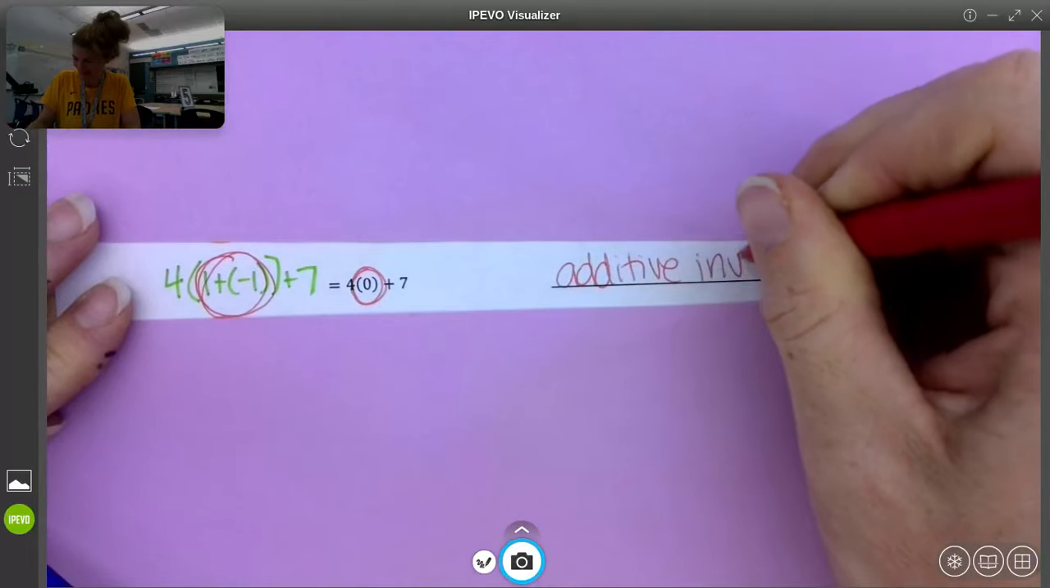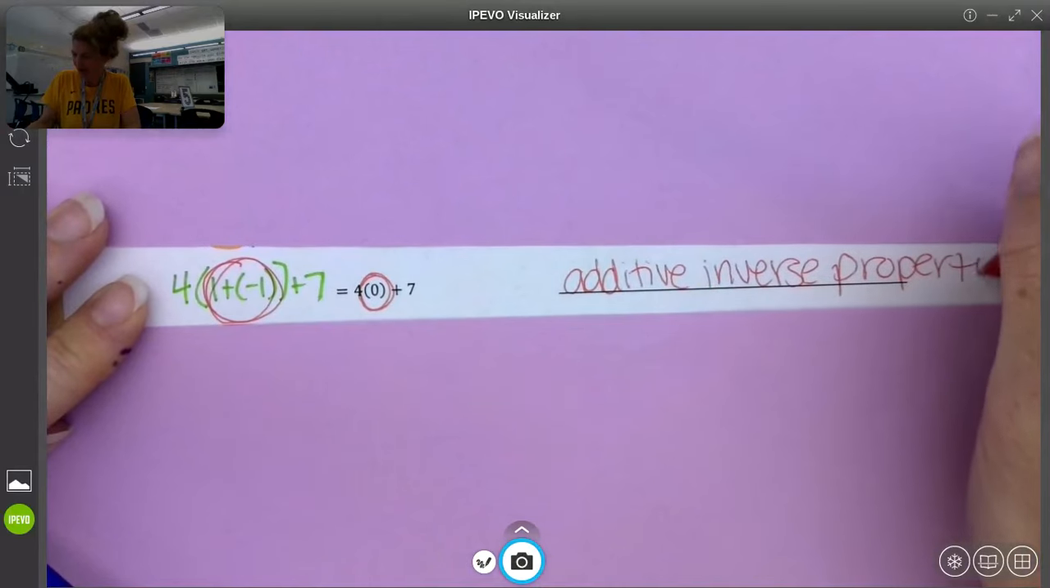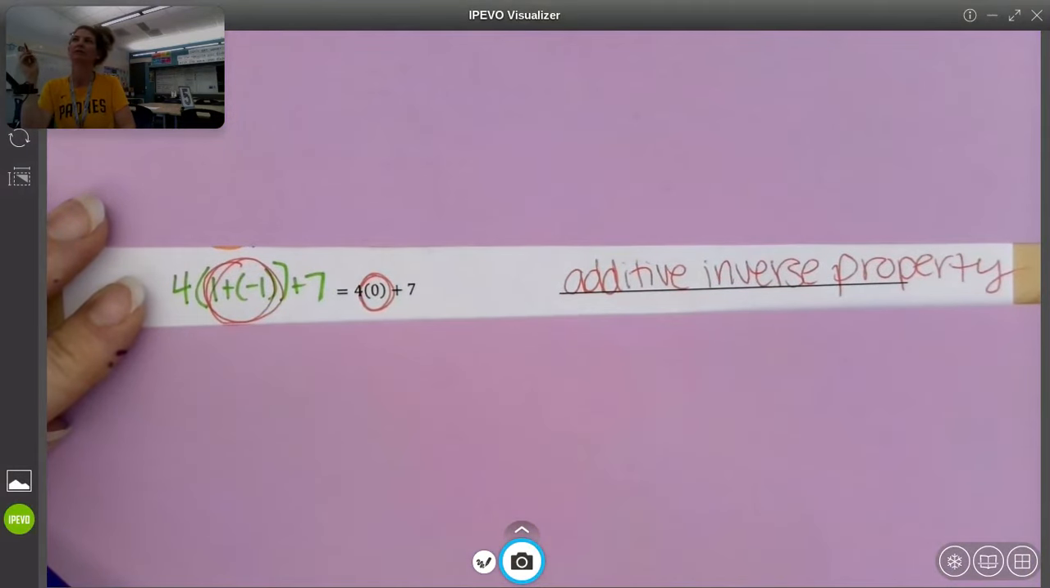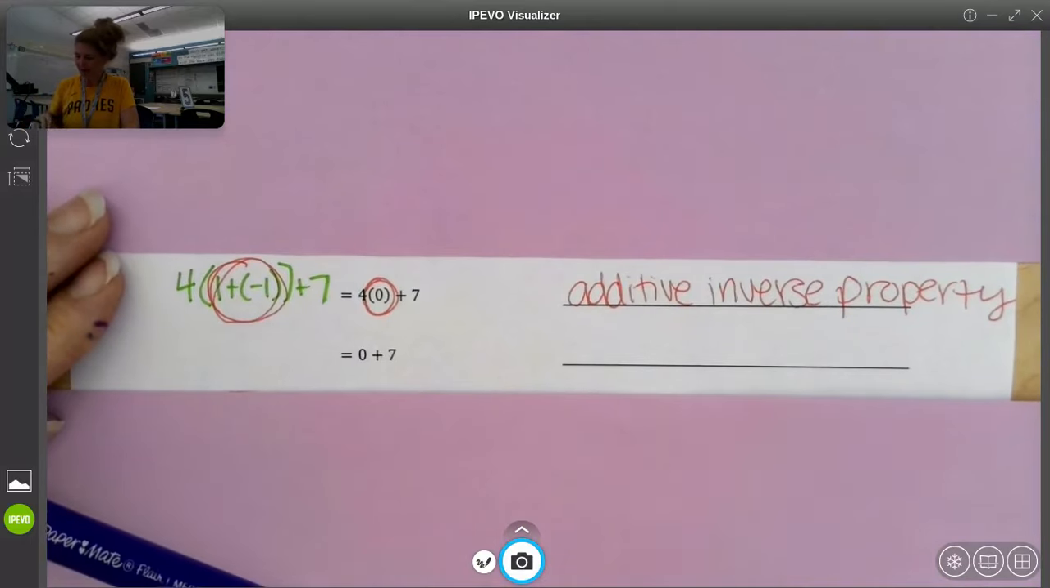Additive inverse property. And could you have also called it the additive inverse? Okay, let's look at our next step.